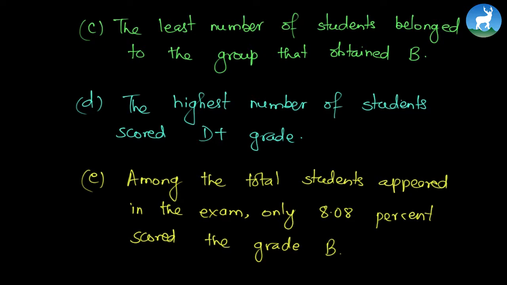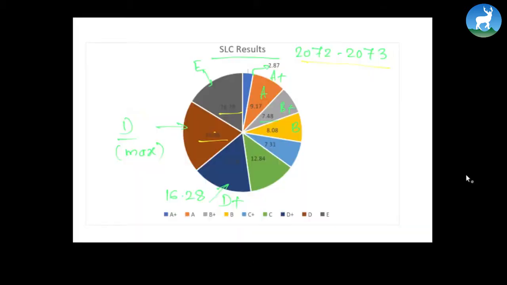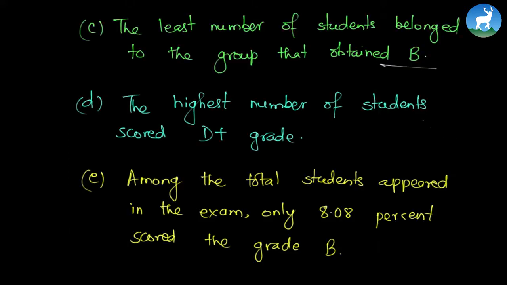The first one is, the least number of students belong to the group that obtained B. Is this correct? For that, once again, we need to go back to the pie chart, and that is, did the least number of students actually score the grade B? No, the least number of students scored A plus, right? So we are going to write the answer is false. Another false statement. Let's look at another question.